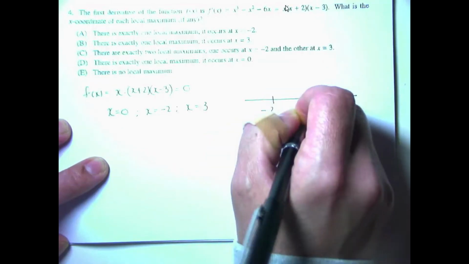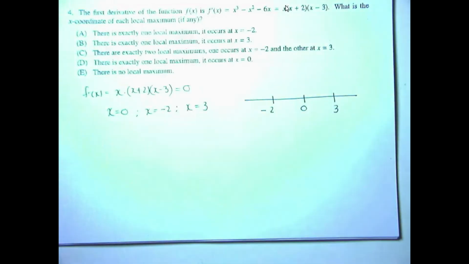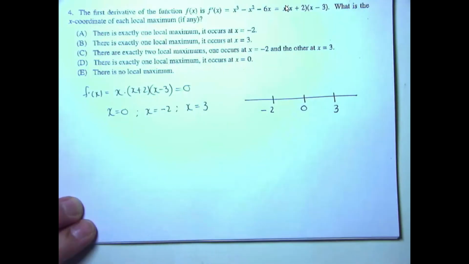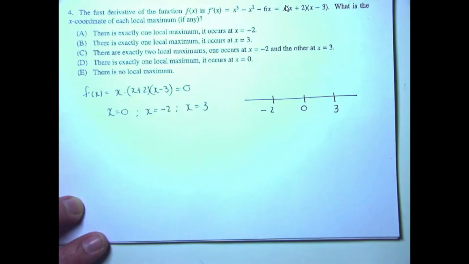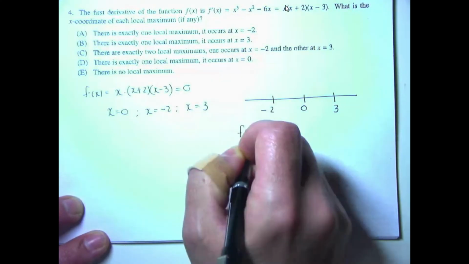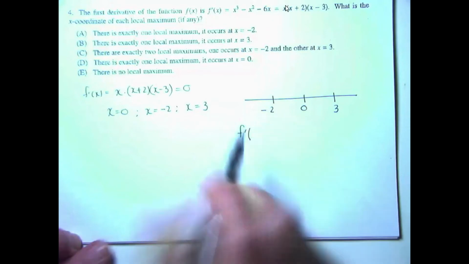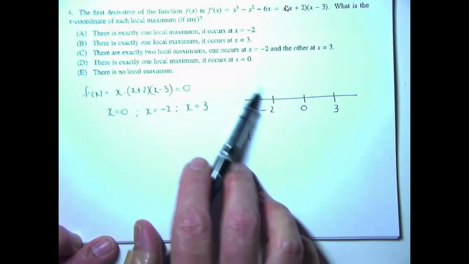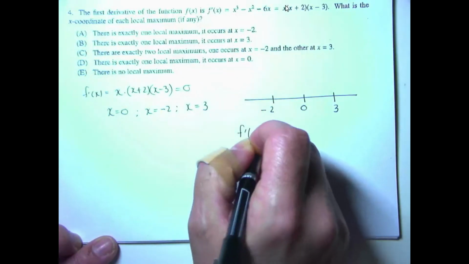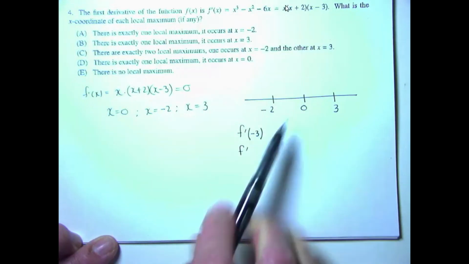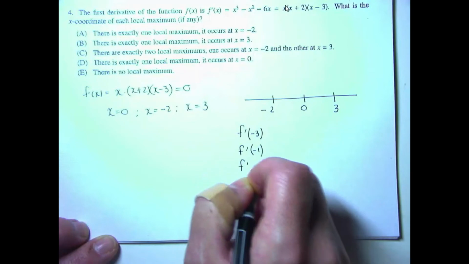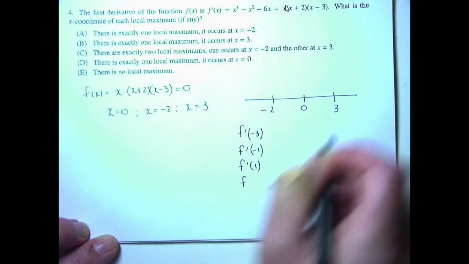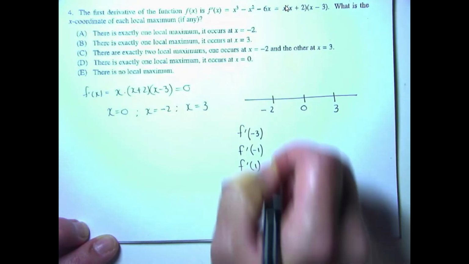Negative 2, 0, and 3. And I'm going to go ahead and pick a test value from each one of these intervals, and plug that test value back into the derivative of the function. So I'm going to evaluate f prime at a convenient test value on this first interval. I'm going to choose negative 3. I'll choose negative 1 on this second interval, I'll choose 1 on the next interval, and then I'll choose 4 on that last interval.